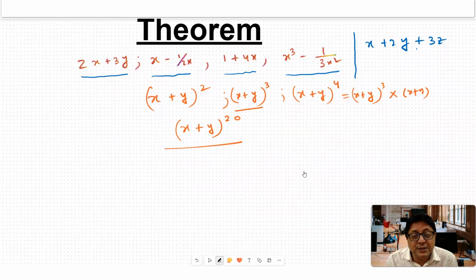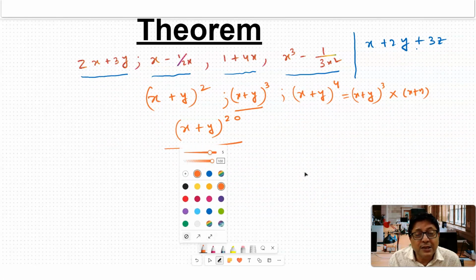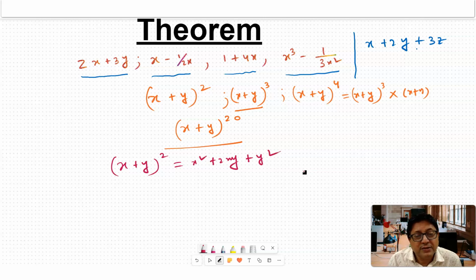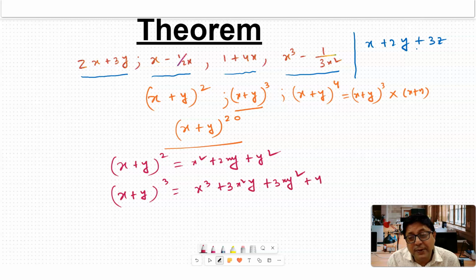What are those coefficients? If I show you the expansion of say x plus y to the power 2, you know this is x square plus 2xy plus y square. What are the coefficients? 1, 2 and 1. Similarly, when you expand x plus y to the power 3, it is x cube plus 3x square y plus 3xy square plus y cube. What are the coefficients? 1, 3, 3 and 1.